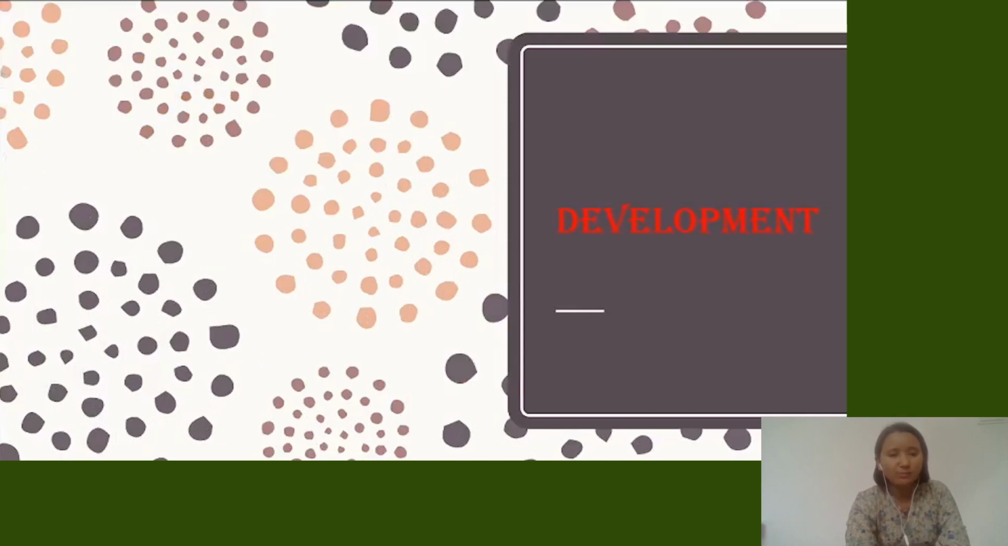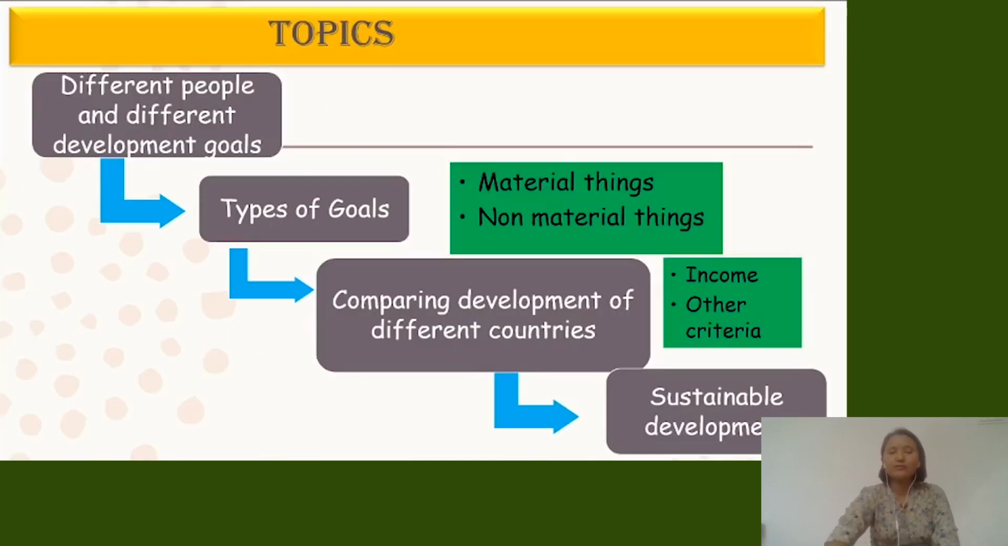Before I proceed to the main chapter, let me introduce the topic that we are going to cover in this chapter. I have divided the chapter into four main topics. In the first lecture, we will discuss the different peoples and different development goals. And then in the second lecture, we will discuss the types of goals that consist of material things and non-material things. And then in the third topic, we will discuss comparing development of different countries. Through this, you will be able to identify which of the countries are developed, underdeveloped, or developing. And then we will end the chapter with the concept of sustainable development. So that is all about the chapter, development.